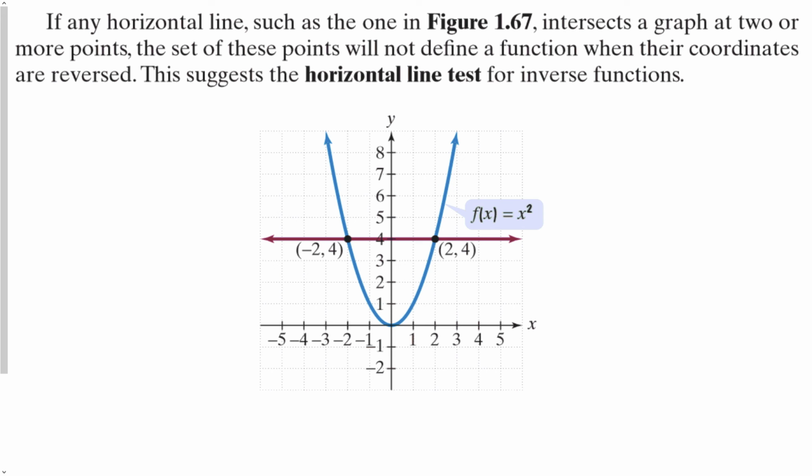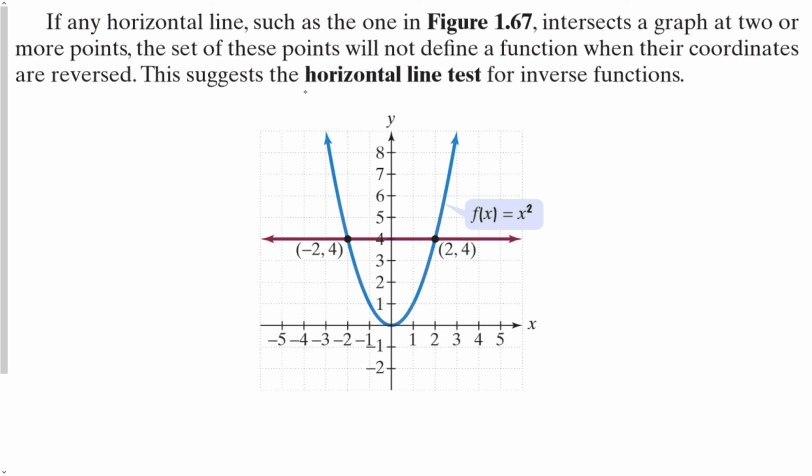So if we look at the standard quadratic function, that's a parabola. If we draw a horizontal line, we can see that it intersects the graph at 2 points, it could be more, and that the set of these points will not define a function when their coordinates are reversed. The y's are different now. It is a function now. It passes the vertical line test, but when these 2 points are reversed, it will fail the vertical line test.